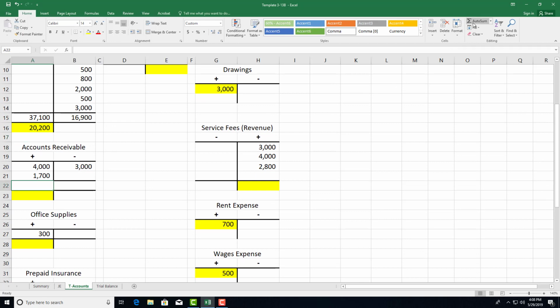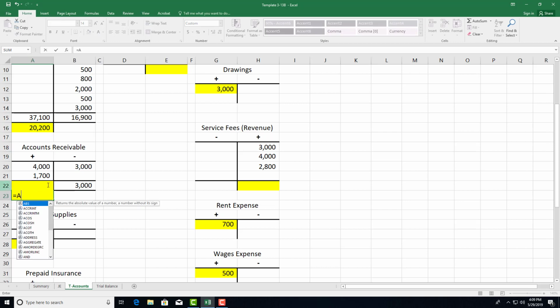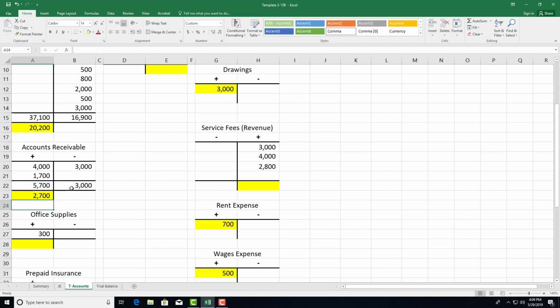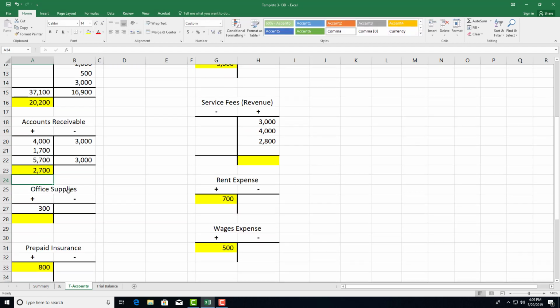I'll do the same thing with accounts receivable. And then my final balance would be A22 minus B22, which I can click on this cell. It just wasn't letting me click on that cell. It was kind of covering it up. So I had to type it in. 2,700.